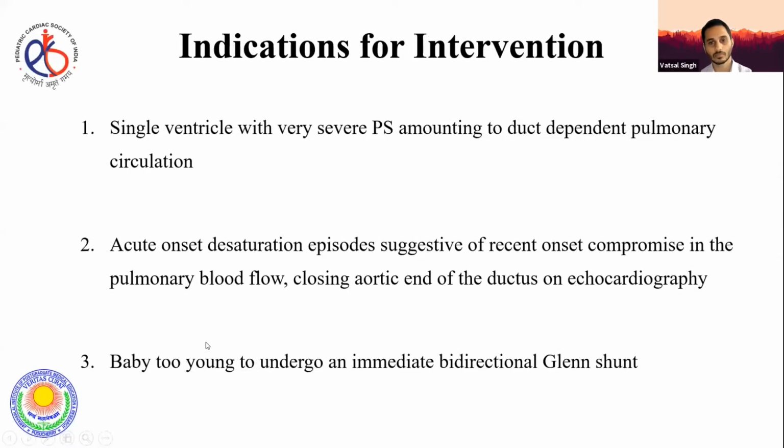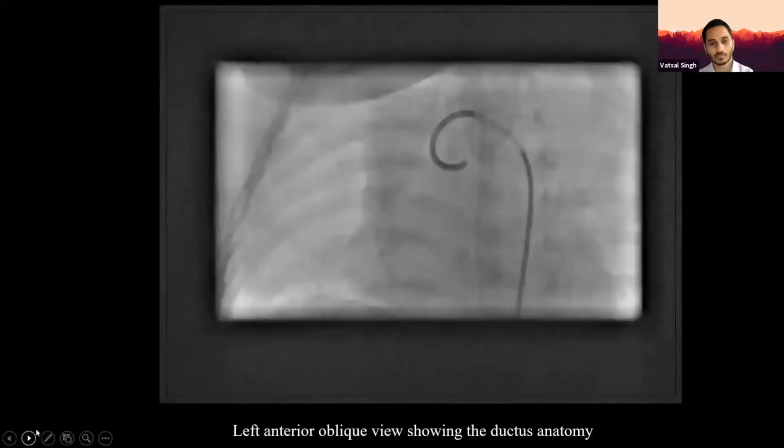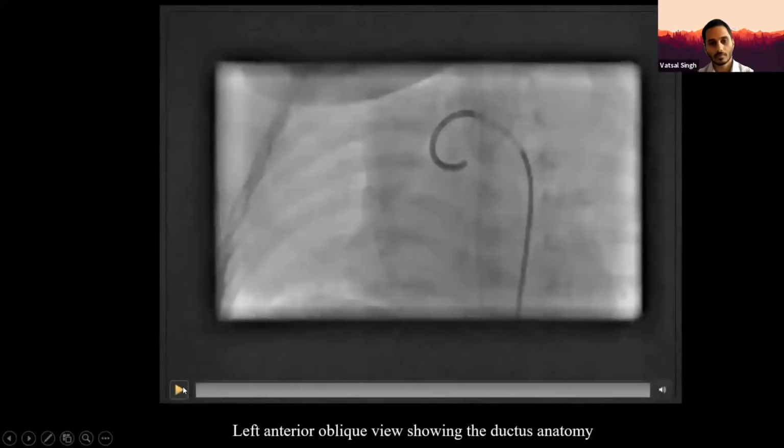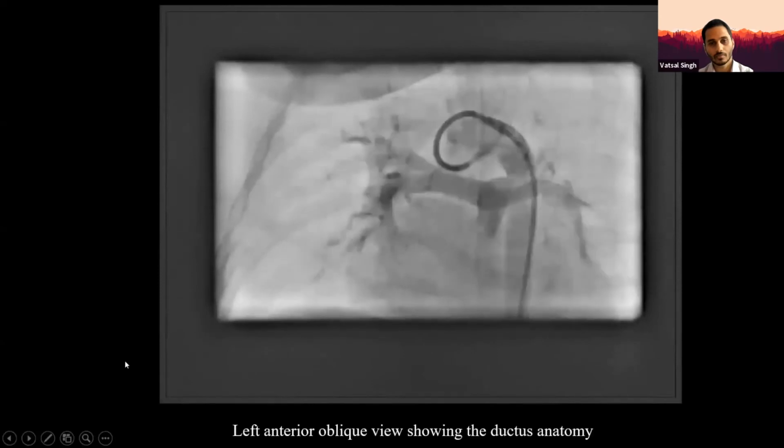She was symptomatic, so we had to do an intervention. She was too young for a Glenn shunt, being just 3 months old, so we only had 2 options: either to do a BT shunt or to go for PDA stenting. So we decided to go for PDA stenting. We took a right femoral artery access and placed a 4F sheath.